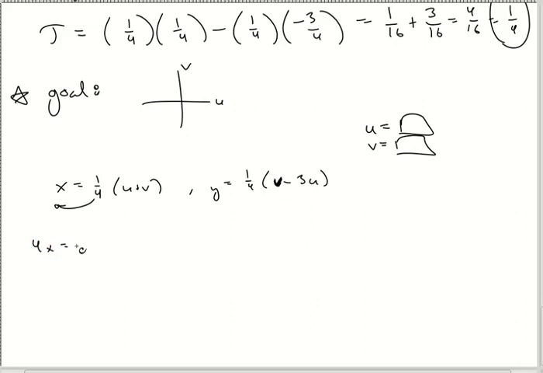So 4x is equal to u plus v. And then I need to get, let's say, u by itself, so minus v on both sides. So u is equal to 4x minus v.